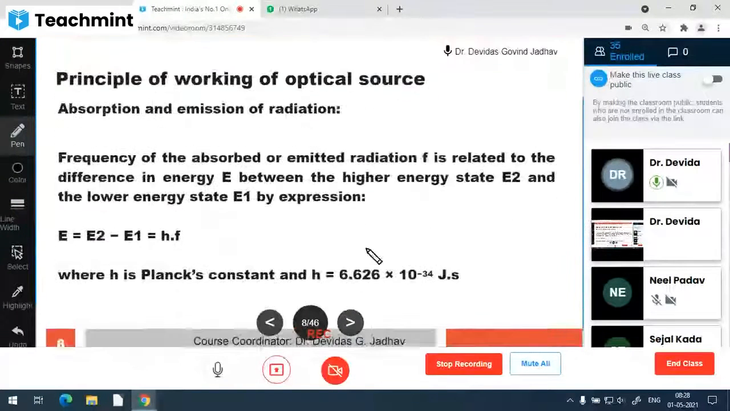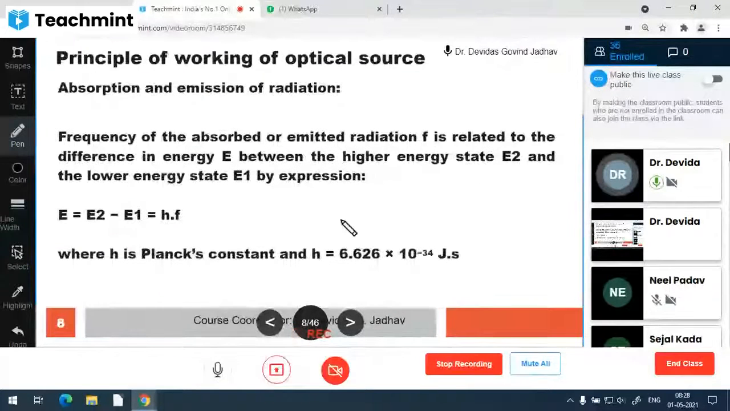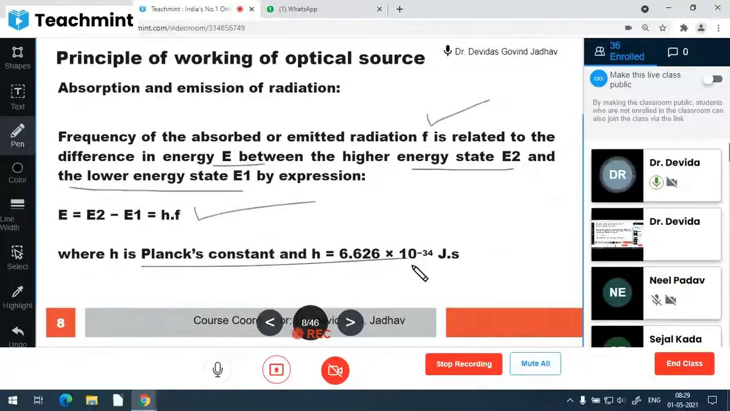So we know in absorption the frequency of absorbed or emitted radiation F is related to the difference in energy E. So if the photon is absorbed, that photon is of energy band gap. If photon is emitted, that photon is equal to band gap energy. So band gap energy is higher energy state E2 minus lower energy state E1. So this is the equation for that, where h is Planck's constant 6.626 times 10 raised to minus 34 joule second.